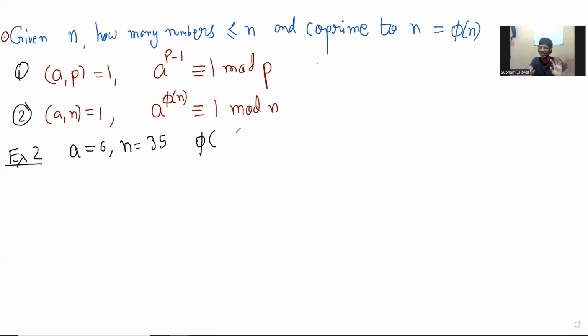Yeah, so here phi is not the empty set. It is just a notation that it's a function. It takes some input and it returns something. It depends on the 35, 36, it will change. So what is phi of 35? How many numbers less than 35 are co-prime to 35?